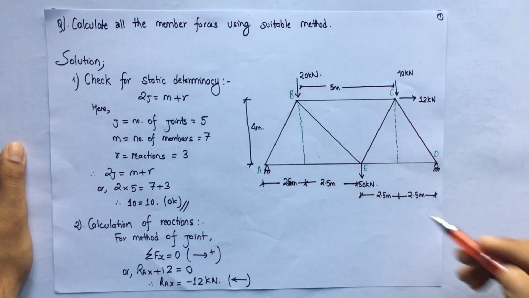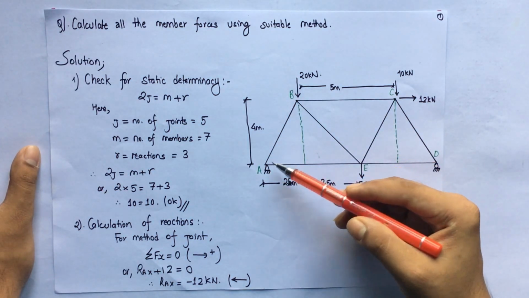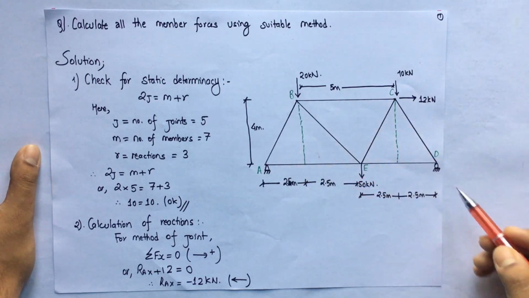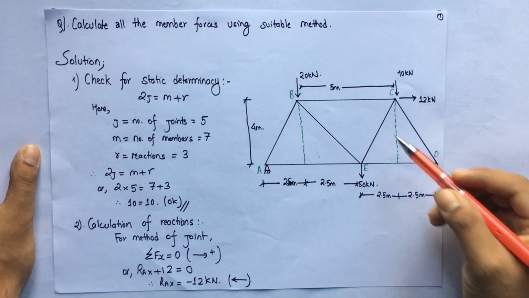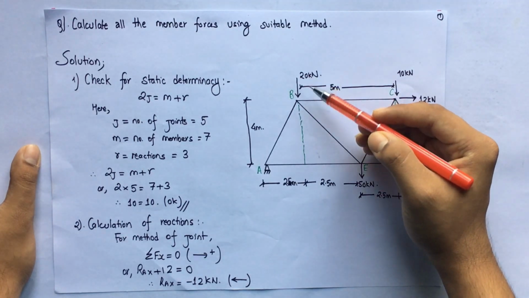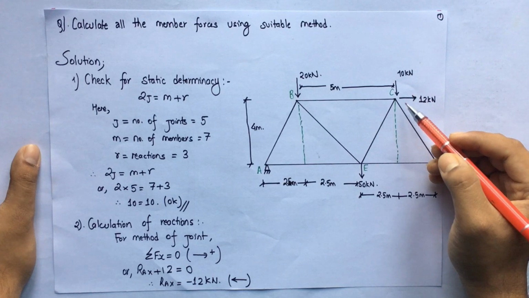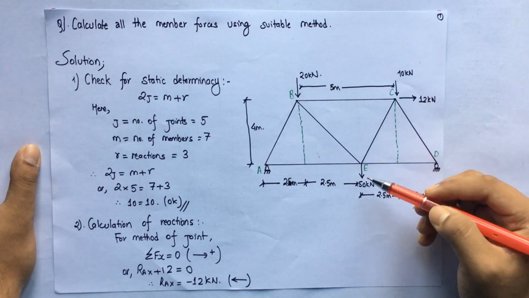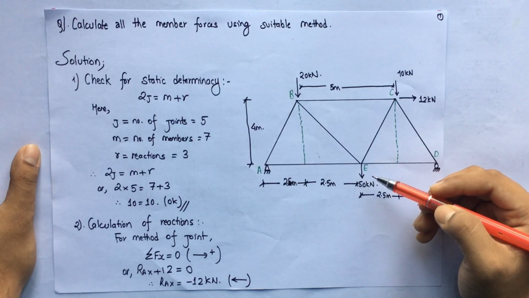So here is the truss, and the truss is resting on supports A and D, where support A is the hinge type and support D is the roller type. At point B there is a force of 20 kilonewton acting. Similarly at C there is a vertical load of 10 kilonewton and a horizontal load of 12 kilonewton, and at point E there is a vertical load of 50 kilonewton.